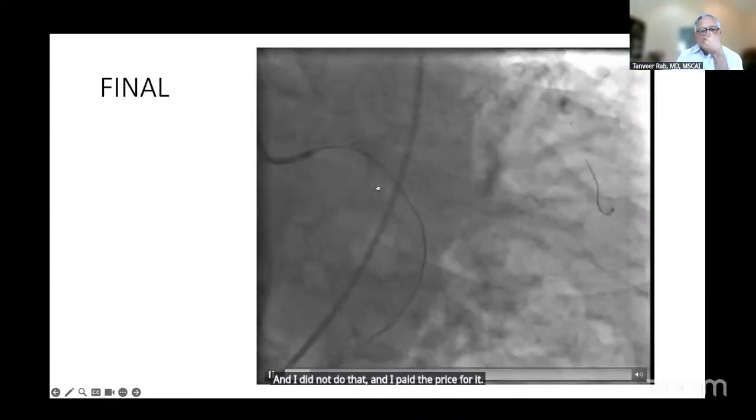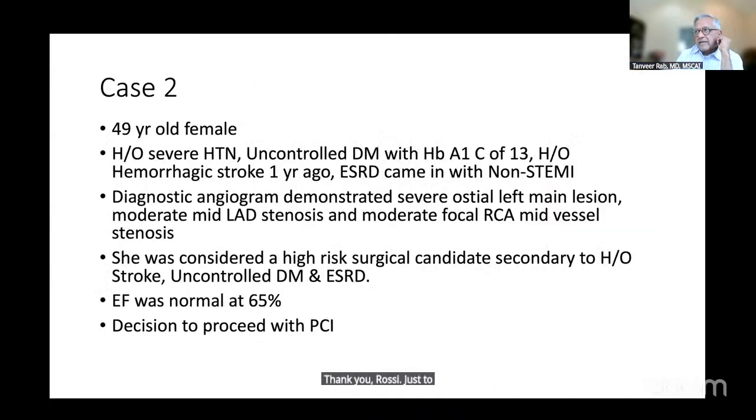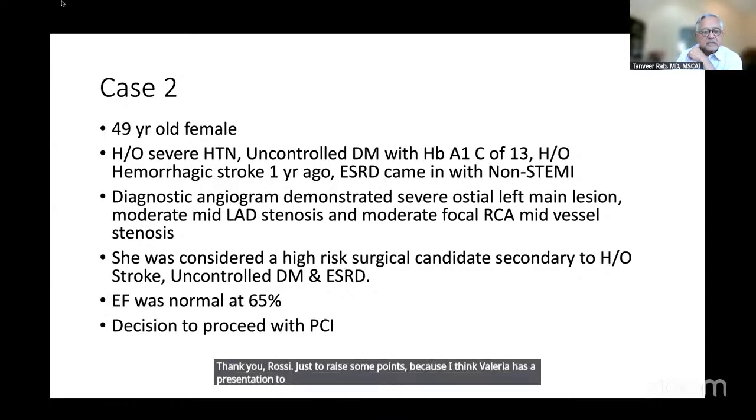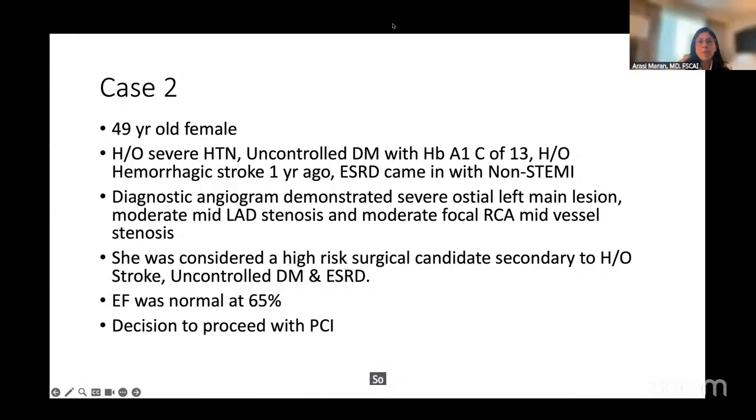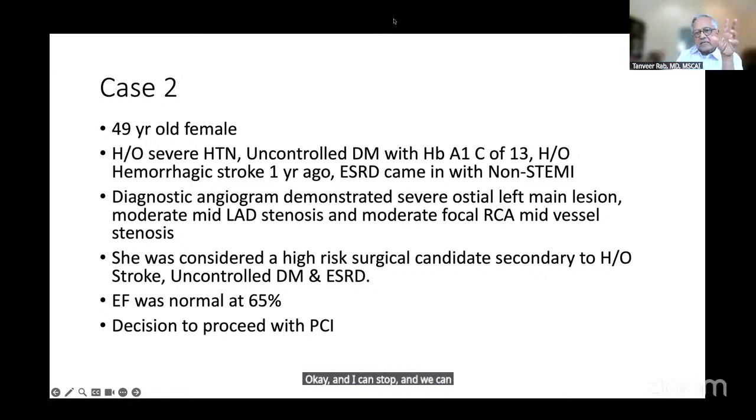Thank you, Rasi. Just to raise some points, because I think Valeria has a presentation to make after this as well. Okay, then I can stop, and so each one has a case each.